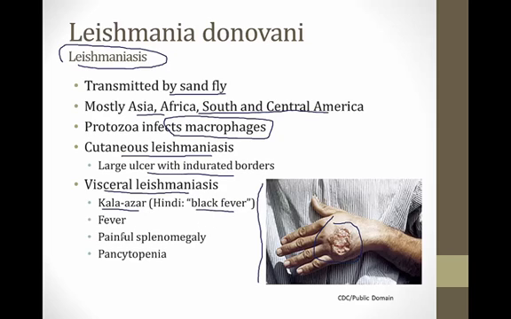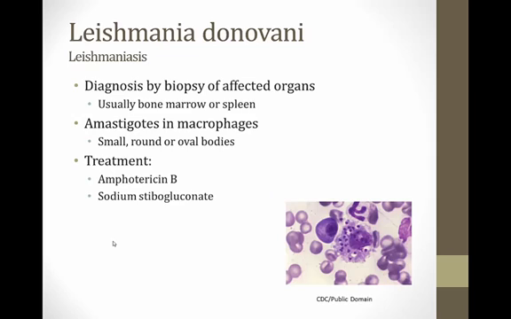People with the visceral form get fever, they get very big, painful spleens, and they can have pancytopenia from involvement of the bone marrow. The skin form can be diagnosed just by recognizing the typical lesion, but the visceral form is usually diagnosed by a biopsy of an organ that's affected. And this is usually going to be the bone marrow or the spleen, because remember, these people have very large spleens and they have pancytopenia, so the bone marrow is involved. And what you will see is the protozoa form called an amastigote inside of macrophages.